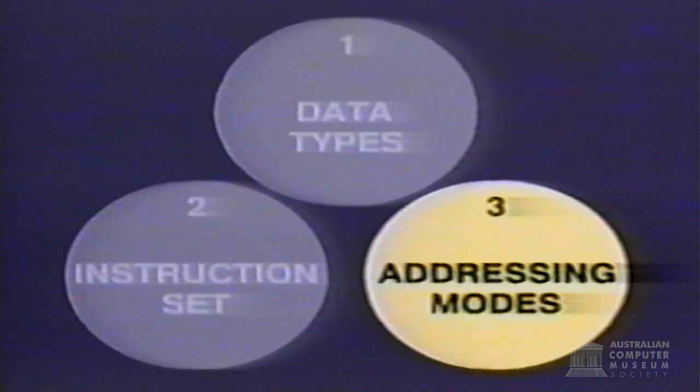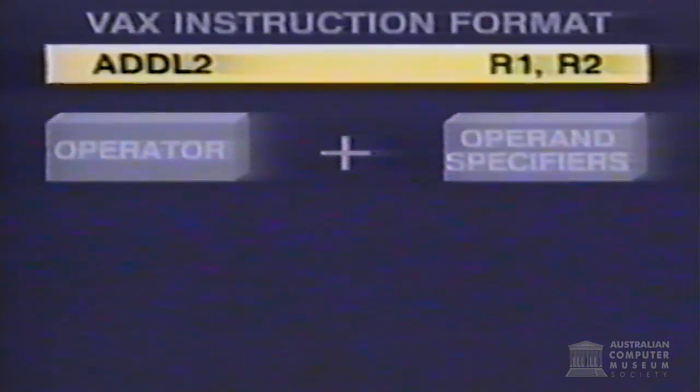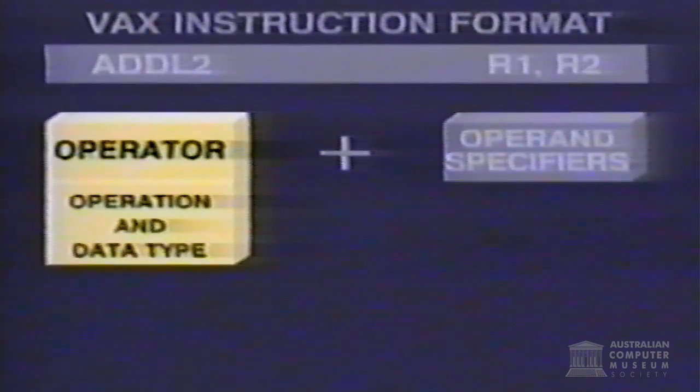In the previous lesson, we looked at the VAX instruction set. In this lesson, we'll examine the addressing modes that provide the information needed to locate the data referenced by instructions. As explained in Lesson 2, a typical VAX instruction consists of an operator part and one or more operand specifiers. The operator defines the operation to be performed and, where applicable, the data type to be manipulated.